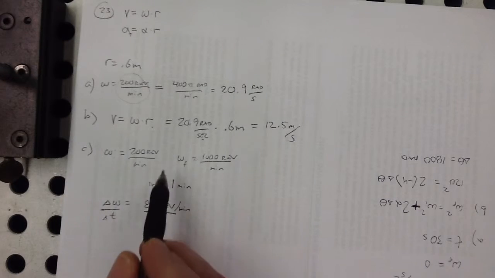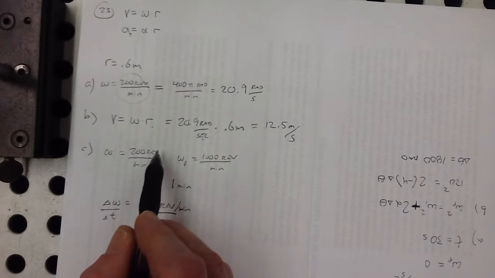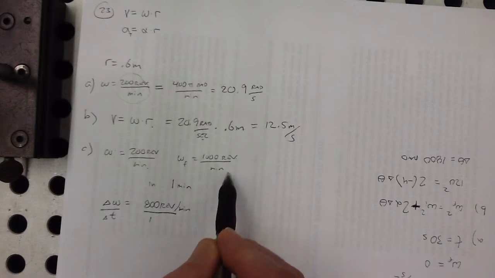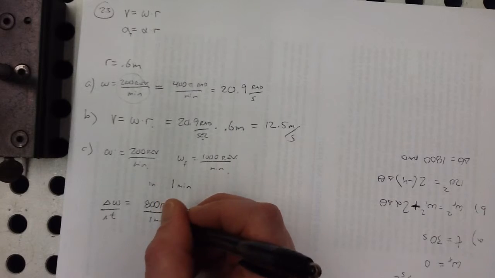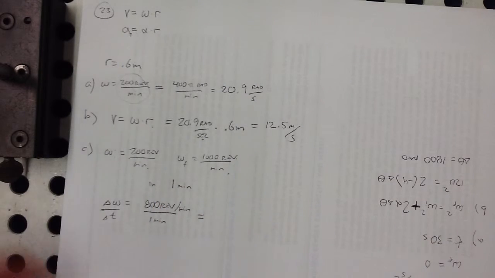And sorry, my angular velocity is changing. I'm going from 200 revolutions per minute to 1,000 revolutions per minute. And that's a change of 800 revolutions per minute. And I need that to happen in 1 minute. So this is a case where we're talking about constant angular acceleration.